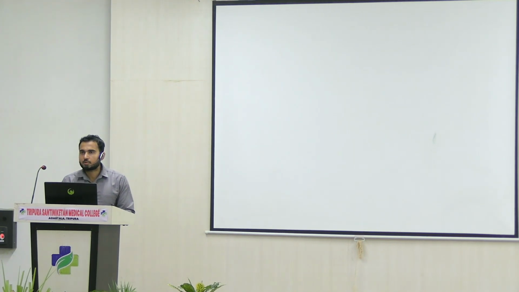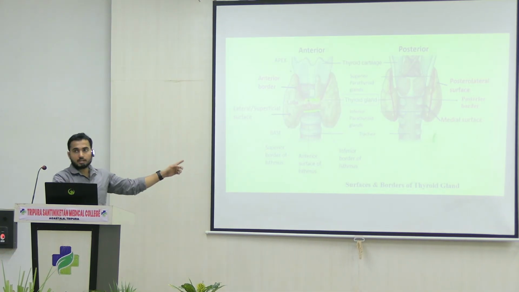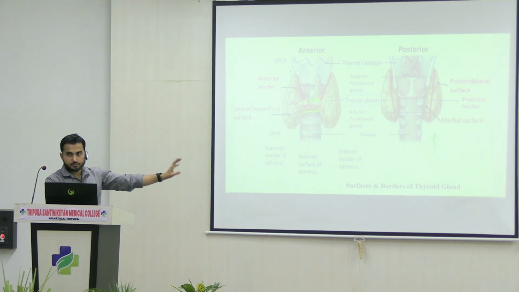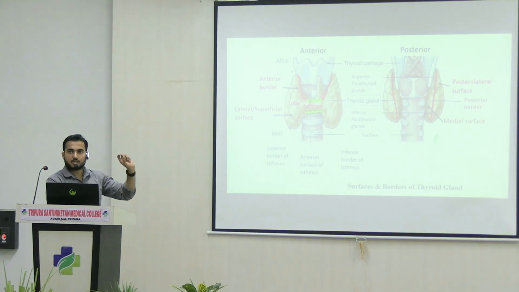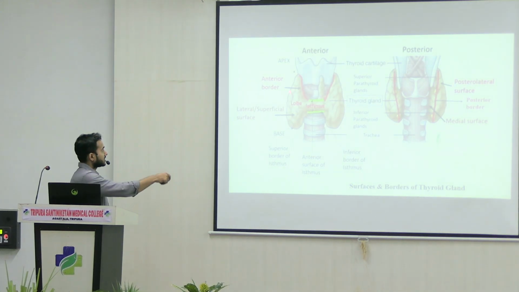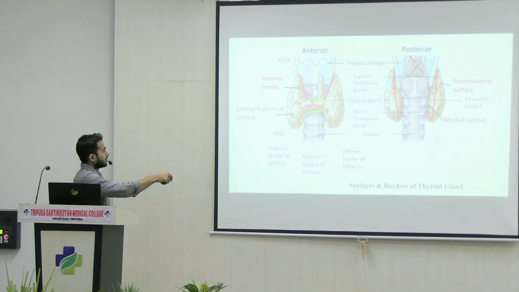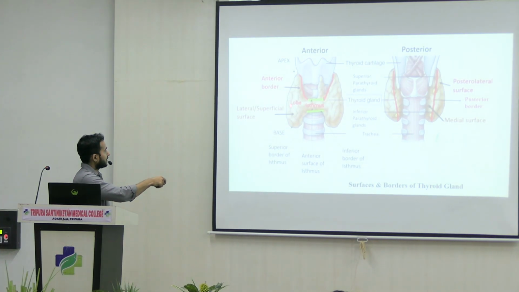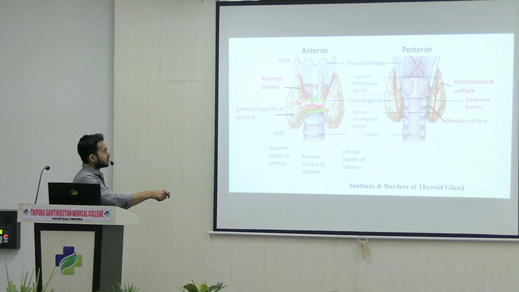Understanding surfaces and borders is very important. Repeatedly I am telling, or else you cannot understand any of the relations. So here again, let me explain the borders and surfaces. Borders: it's very easy to identify the anterior border and the posterior border. Surface: this particular part is the lateral or superficial surface. Then here you can see the posterior lateral surface, and this is the medial surface.